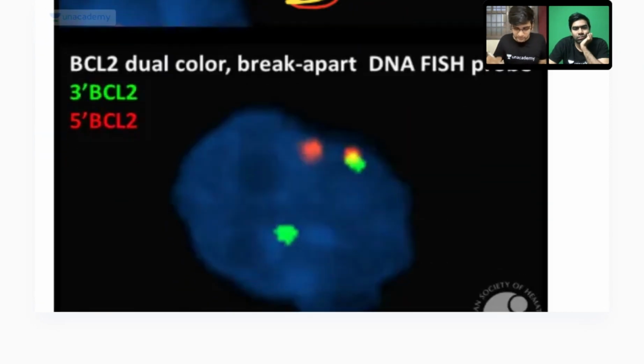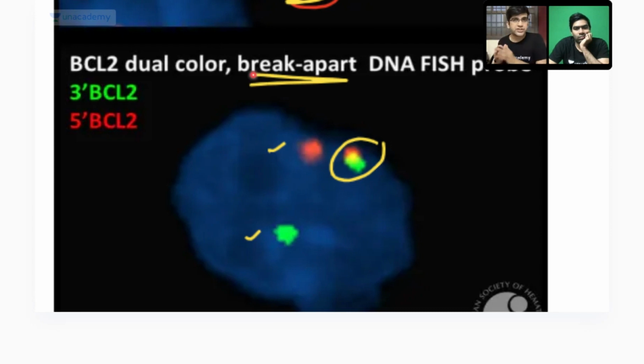Fine. Look at this again. BCL2 and my 5 prime and 3 prime of BCL2. Just to understand again, is this normal or abnormal? Whatever I have circled, this is normal. These two, it's broken apart and it's gone back, right? That's abnormal. Fine. This is how a break apart FISH will look.